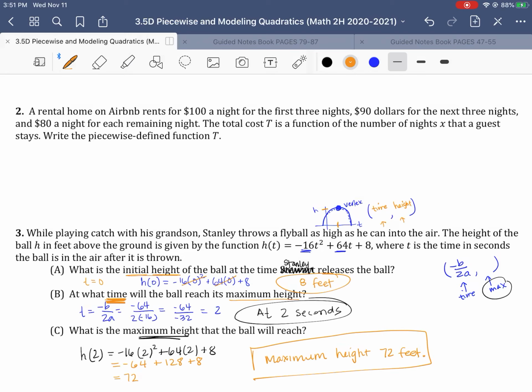Again, read through the entire problem so that you know what you're looking for. Anytime you see maximum or minimum, you're probably dealing with the vertex. You just need to understand which part of the vertex represents which outcome. Is this time? Is this height? Sometimes it will be distance and height. So we just need to make sure we understand which part we're looking for.